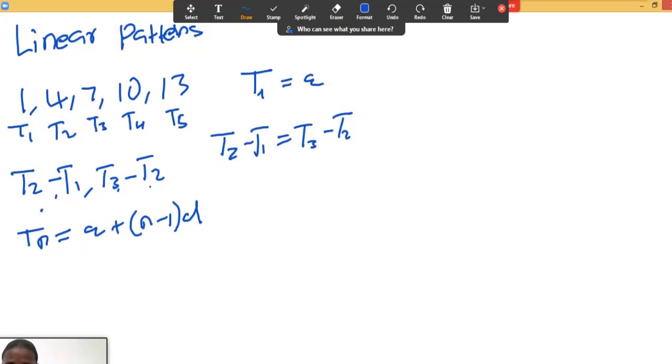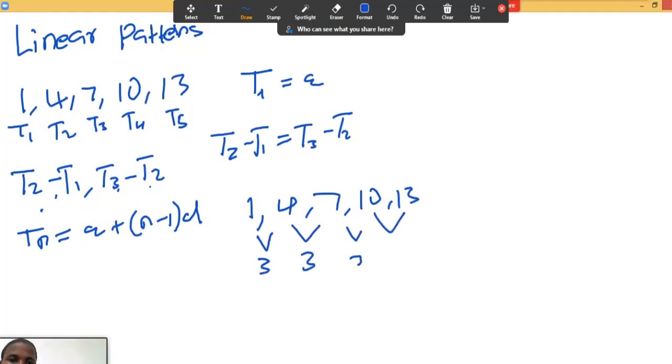So let's go straight to this example. Our sequence is 1, 4, 7, 10, 13. Let's find the difference. 4 minus 1 is 3, 7 minus 4 is 3, 10 minus 7 is 3, and 13 minus 10 is also 3. So this here is what we call our difference. This is equal to d. This 3 we normally call the common difference.